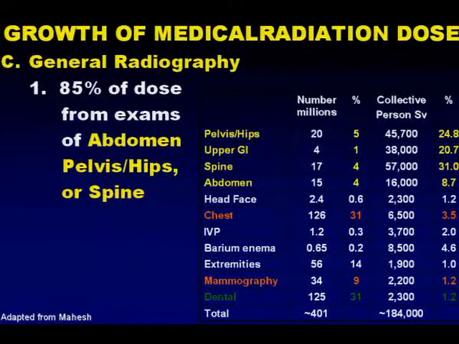Let's just look a little bit at that 85% bucket of exams, and if we look at this table, we notice, as we'd expect, that 31% of all exams are the chest, which represents 3.5% of the dose. Mammography represents 9% of all the exams and 1.2% of the dose, and we certainly pay a lot more attention to mammography because of MQSA today, probably, than we're still paying attention to CT or nuclear medicine or interventional cardiac procedures. And then, of course, dental is 31% of the total exams, and again, that's down at 1.2%.